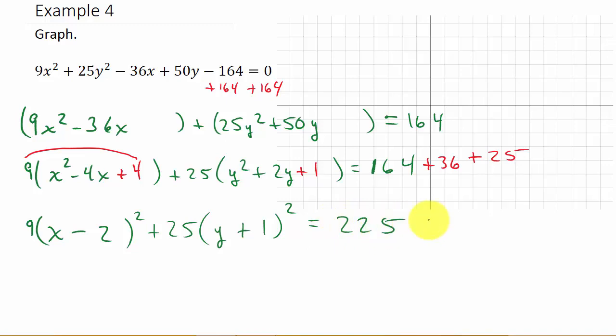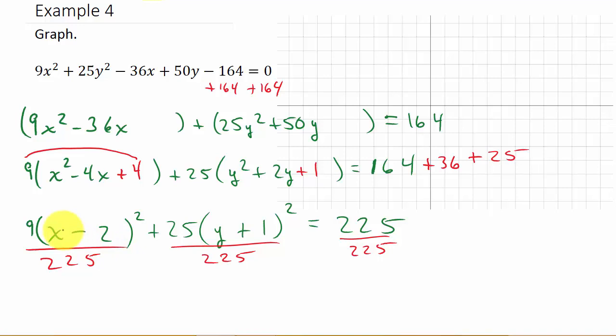All right. But remember, this has to be a 1. Okay, this has to be a 1. All right. So with this being, to get this to be a 1, what are we going to do? We're going to divide everything by 225.